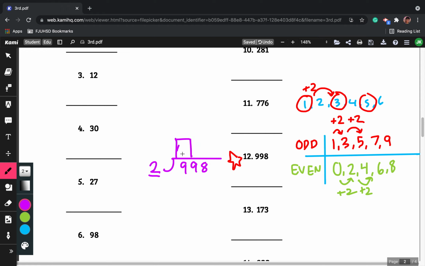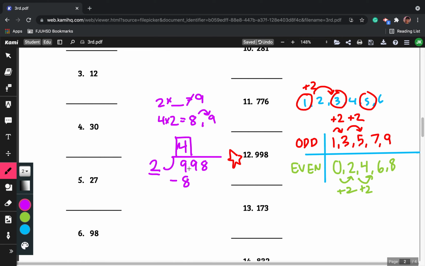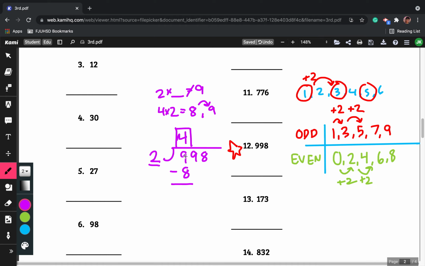Anyways, so 2 goes into 9 4 times, because 4 times 2 is 8, which is the closest to 9, because any number times 2 cannot equal 9. Oh, I'm so sorry, but in the future, the multiplication sign will be this. Anyways, 2 times 4 is 8. The product is subtracted from the number. So 9 minus 8 is 1. Then the second number goes down.